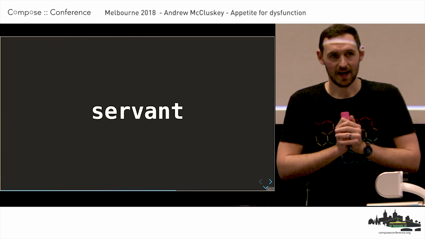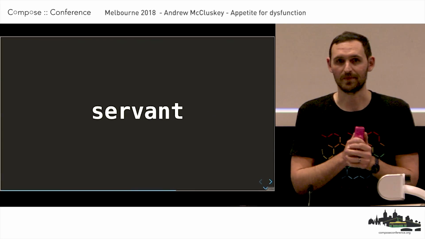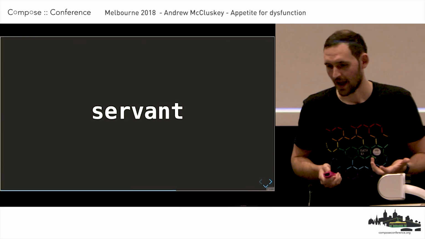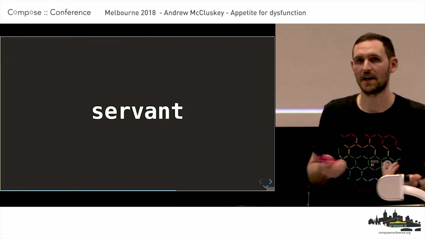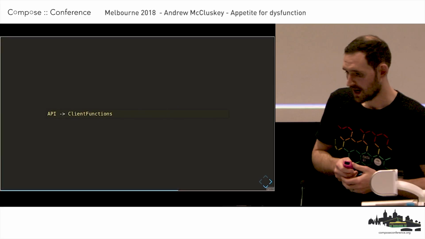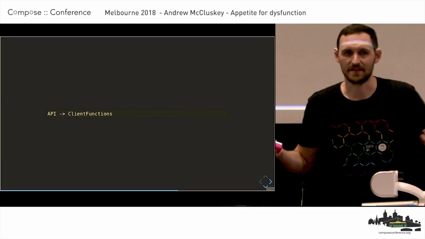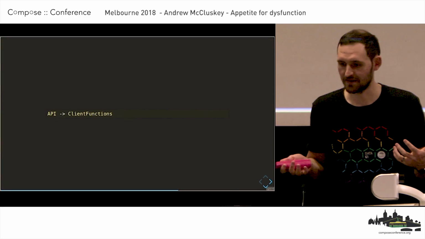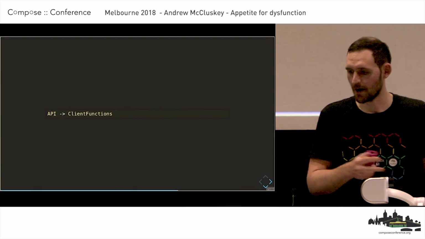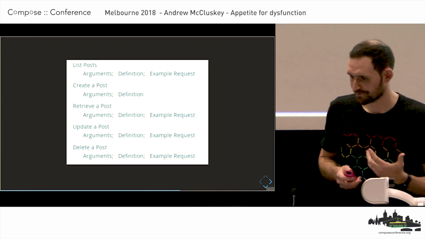Alright, so the next piece in the puzzle was using Servant. I used this to specify WordPress's API and generate some client functions that I could use to actually run some web requests. So Servant kind of gives us this. This isn't a real type, but it gives you the idea that you specify your web API as a type, and you get back your client functions.